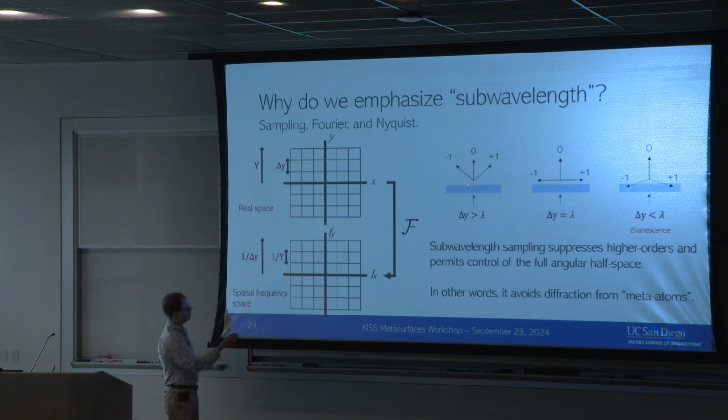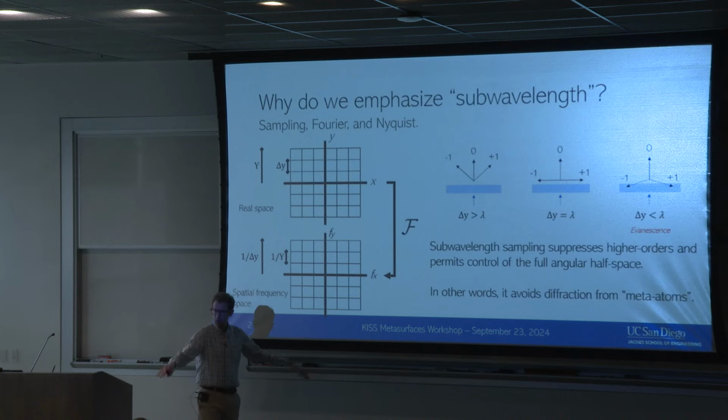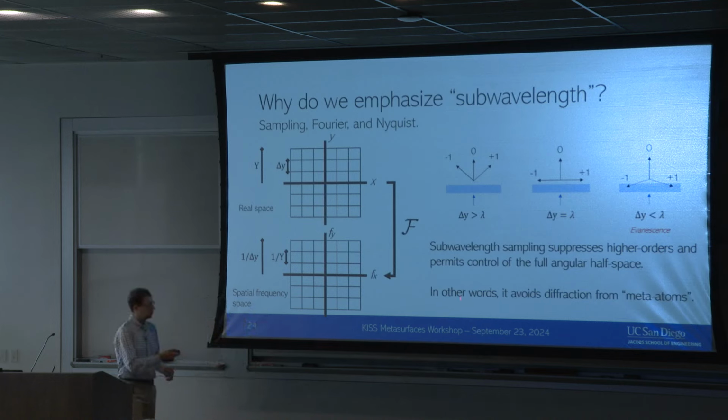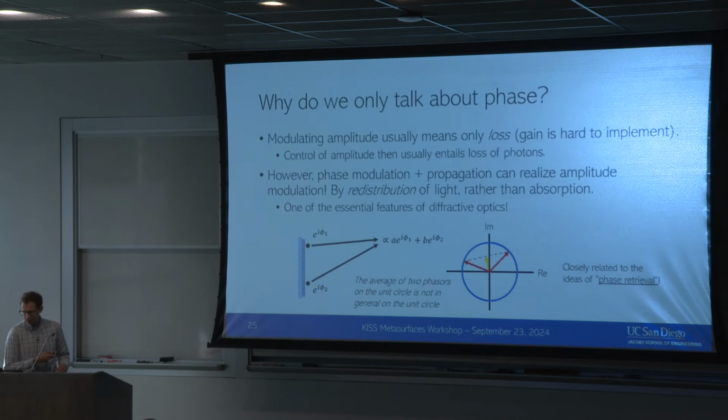So for super-wavelength sampling, we can only control this central region and then we'll have copies of it on higher diffraction orders that also appear in the far field. But the moment the sampling becomes wavelength scale or sub-wavelength, those diffraction orders are driven to evanescence. They're driven into being non-propagating orders, and we have control over a more sizable fraction of the angular half space. So in other words, we avoid diffraction from the meta-atoms if we insist on sub-wavelength sampling. Another question you might ask is, why are we always talking about phase?